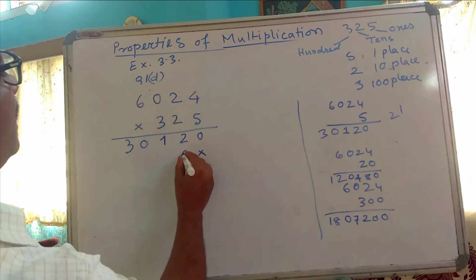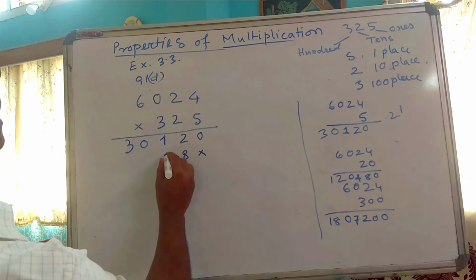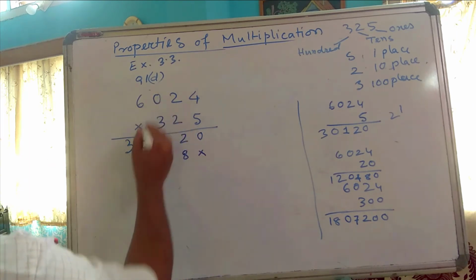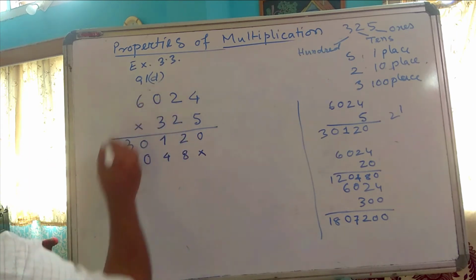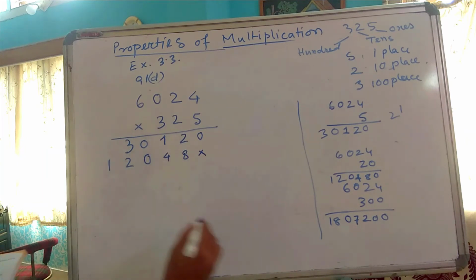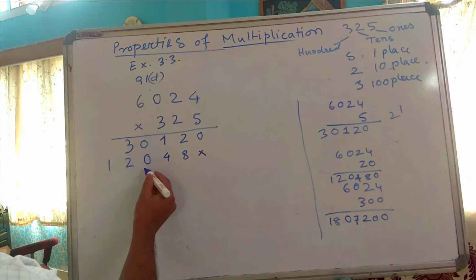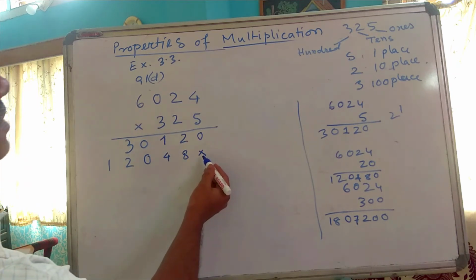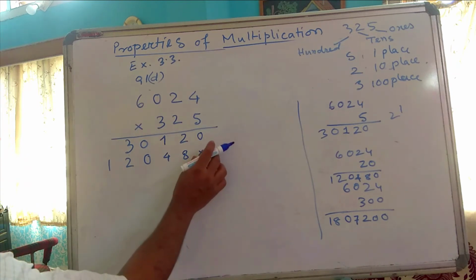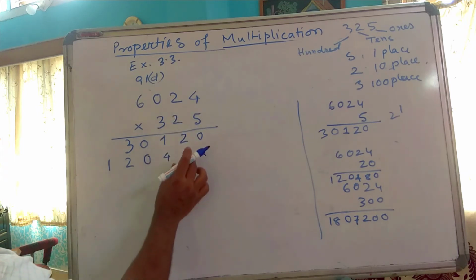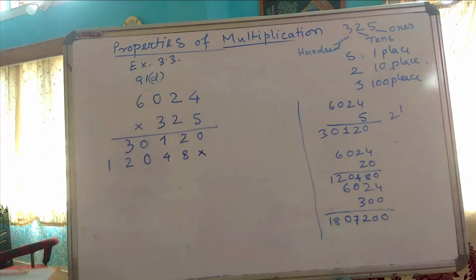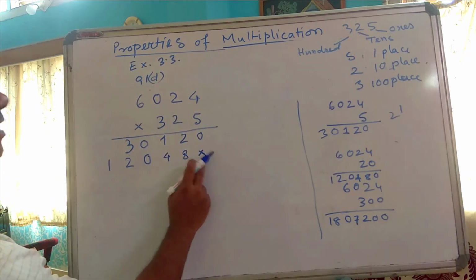2 fours are 8, 2 twos are 4, 2, 0, 0, 2 sixes are 12. Is it equal to this one? 120480. 120480 means we can put a cross because 2 is on tens place. We will put the value from tens place. You will leave the unit place.